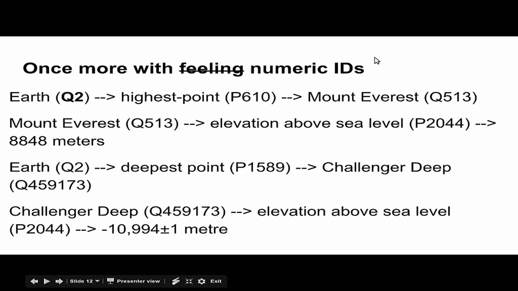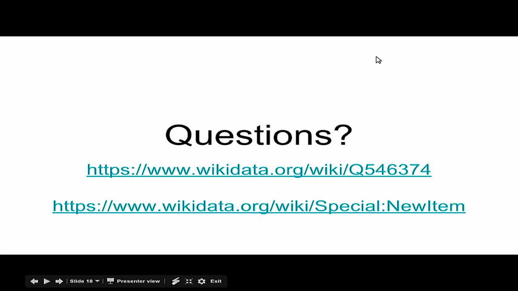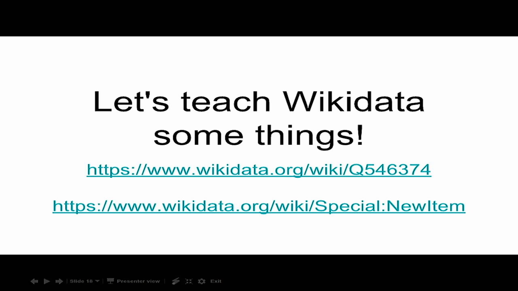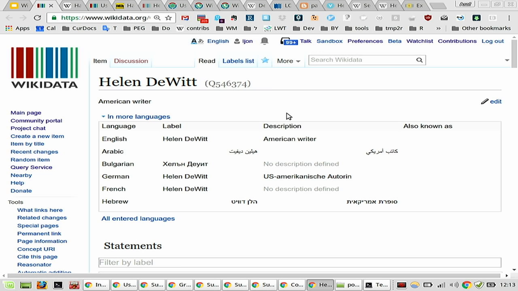All right, so we took a look at Wikidata, and we took questions. So now, let's teach Wikidata some new things, some things it doesn't already know. Let's look at this item here. So this item is about one of my favorite writers, an American writer named Helen DeWitt. Wikidata, of course, fondly refers to her as Q546374. But we can call her Helen DeWitt.